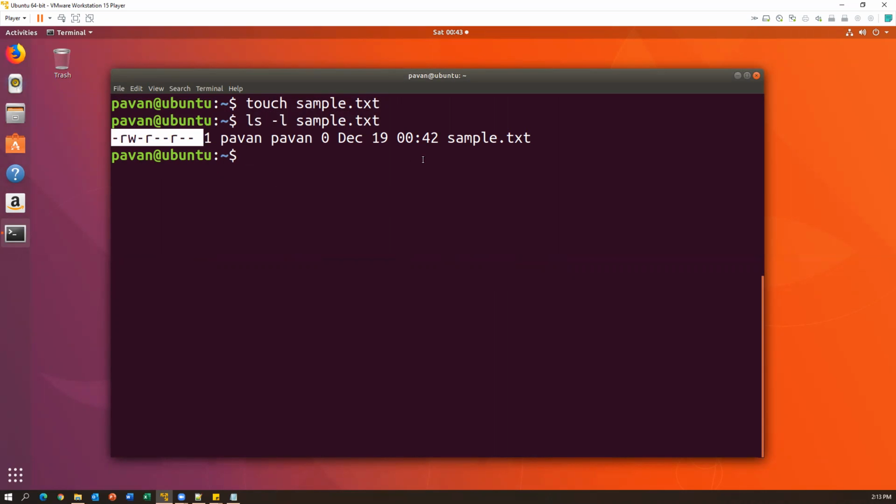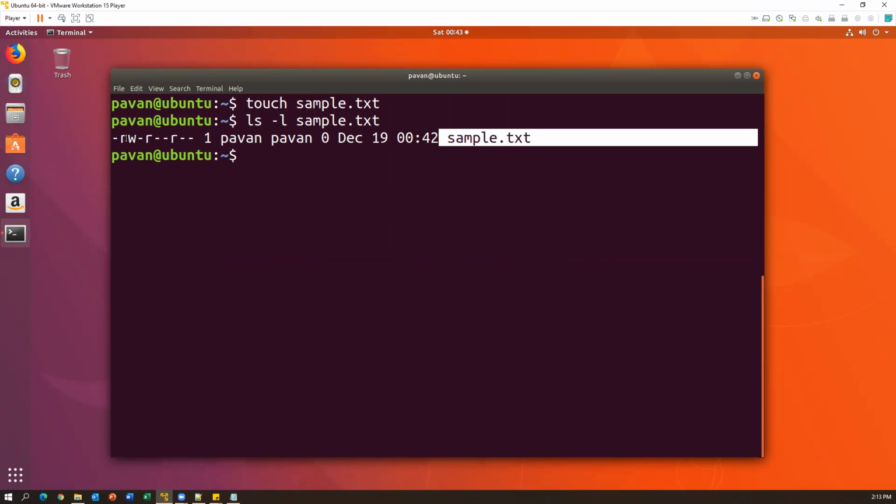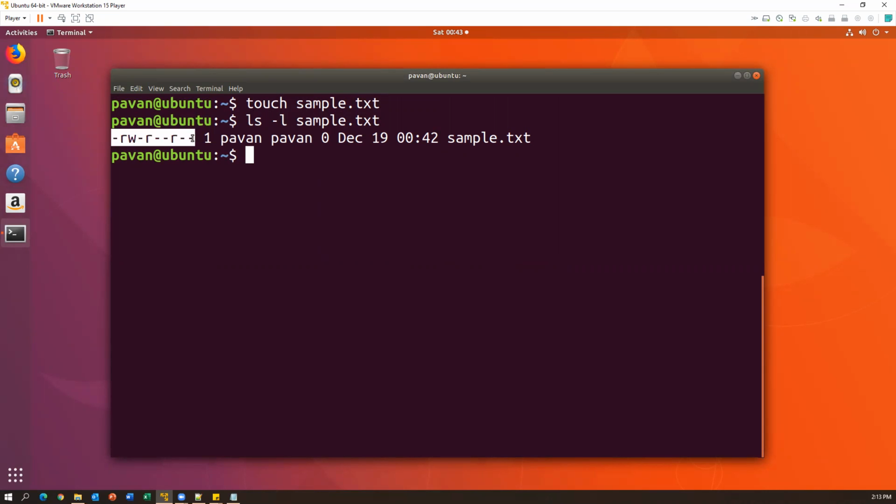So what it is representing on sample.txt, first hyphen representing the normal file, okay, which is a normal file. Next first three representing the owner permissions. So what the owner is having? Owner is already having read permission, write permission, but there is no execute permission. And what about the groups? Groups are having read permission, but there is no writing and execute permission. And what about the others? Others are having only read permission, but there is no writing permission and execute permission. So these are default permissions which are given to this particular file.